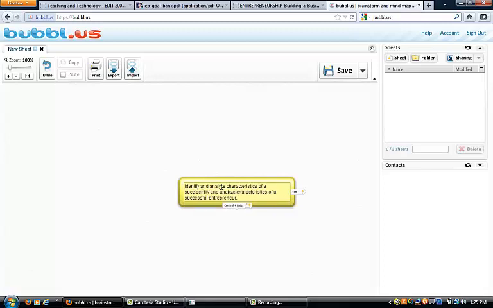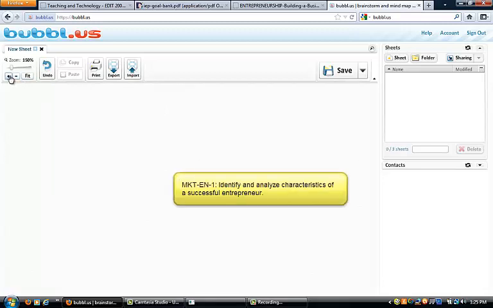And I didn't copy it, so that's why that happened. So we're going to do MKT-EN-1, and that entire standard says identify and analyze characteristics of a successful entrepreneur. So I'm going to zoom in just a little bit so you guys can see a little better.